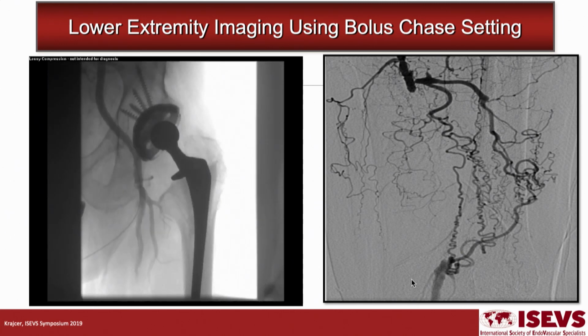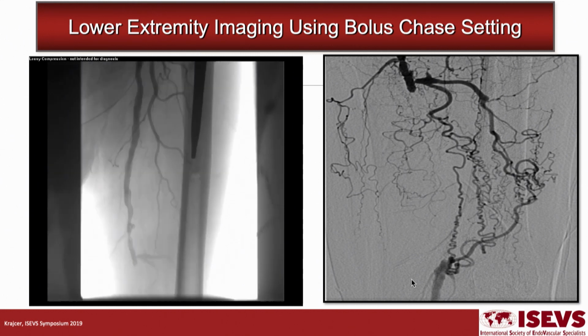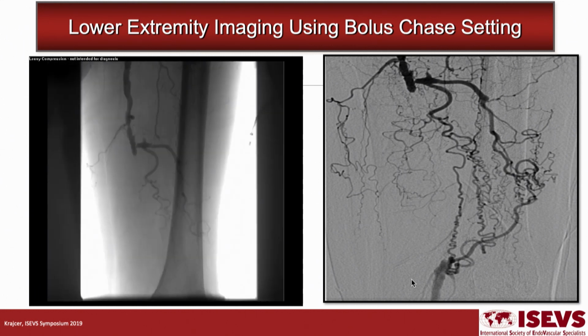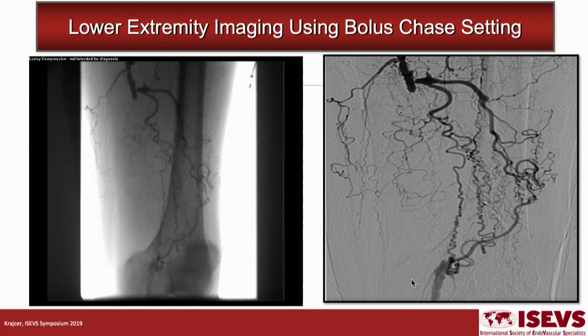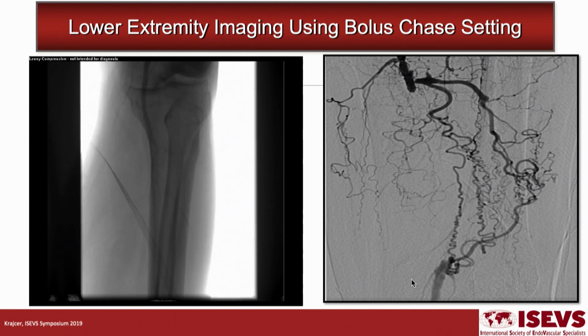Here we can see on the left lower extremity, again, a bolus chase image showing a CTO in the distal portion of the SFA and popliteal artery with abundant collateral work.